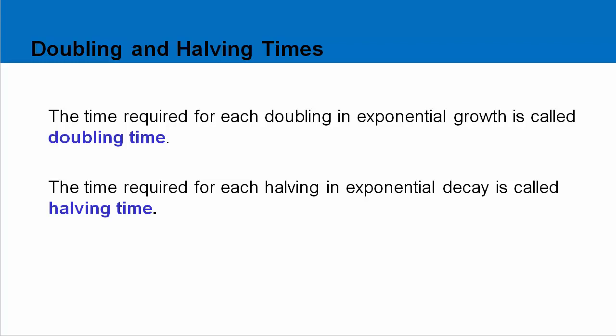Doubling time is just the time it takes for anything to double. So to go from 4 organisms to 8, or 100 organisms to 200, it doesn't matter, just as long as it doubles, that's what we're looking for. And then of course, halving time is the time it takes to cut something in half, go from 100 down to 50, then 50 down to 25, and so on and so forth.